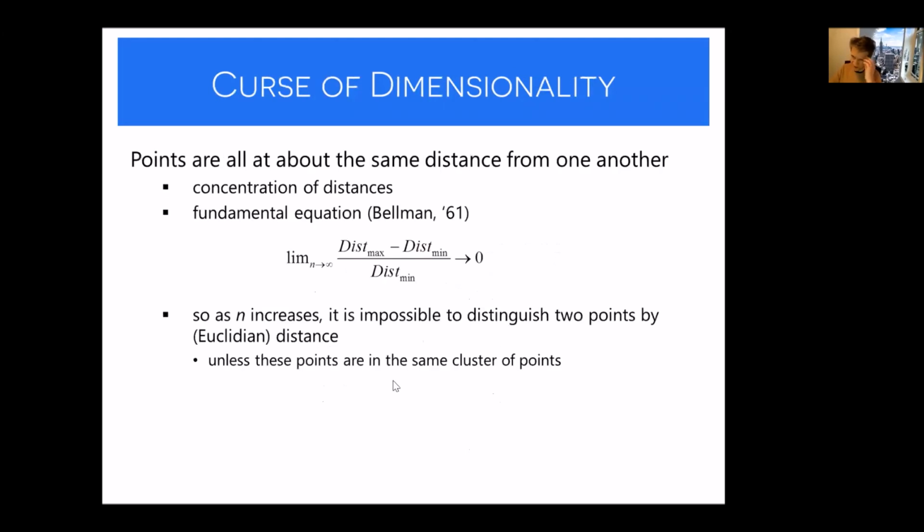This is formalized by an equation called the Bellman fundamental equation, or Bellman's equation. Basically, the maximum distance from a point to another point, and the minimum distance from a point to another point, if you normalize by the minimum distance, basically goes to 0. What it means is that as the number of dimensions increases, the furthest point is almost the same distance away as the nearest point, which is very puzzling, right? So it's really hard to figure out the nearest neighbor in high-dimensional space.